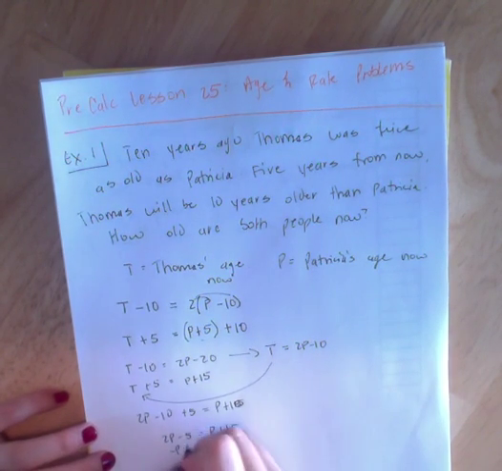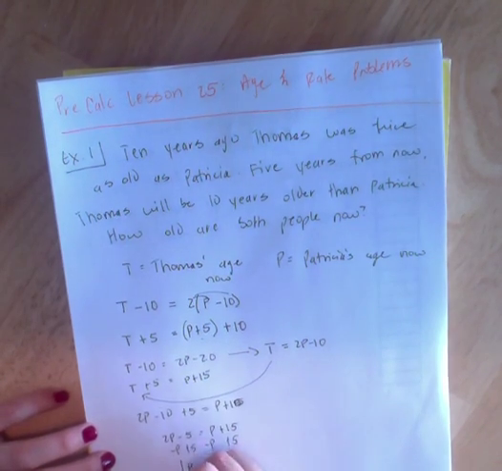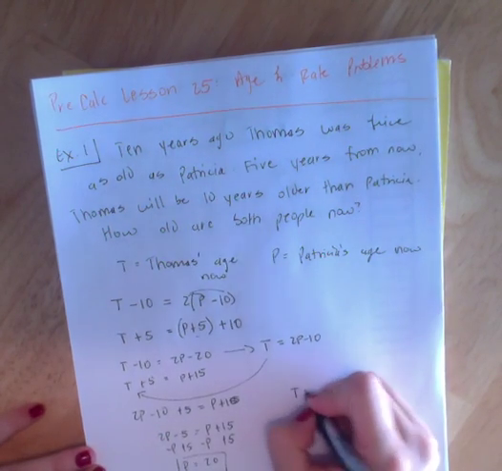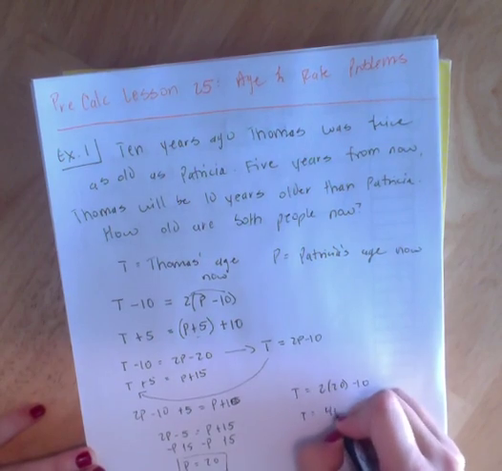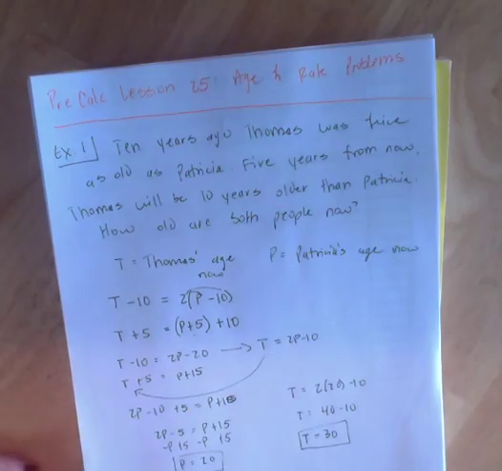I'm going to subtract P, and I'm going to add 5. So I get P is 20. So Patricia is 20 years old. Now I take that and plug it in here. So T is 2 times 20 minus 10. So T is 40 minus 10. So Thomas is 30 years old.